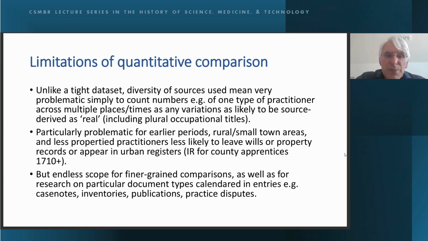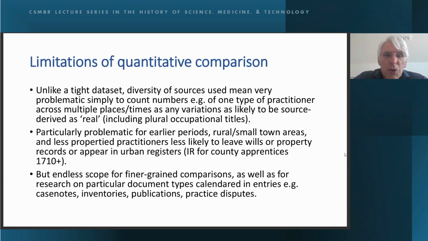And all of these problems are particularly difficult when we're dealing with the earlier periods, particularly the 16th and to some extent also the early 17th century, when we are dealing with the rural areas or the areas of small towns without corporate records, and also when we are dealing with the less propertied practitioners who are less likely to leave wills or propertied records or appear in these kinds of urban registers. And as I say, the whole world changes in many ways at the end of the 17th century, and particularly in the early 18th century, when we not only have a mass of new kinds of source across the board, but particularly those inland registers and the light that they throw on county apprentices.